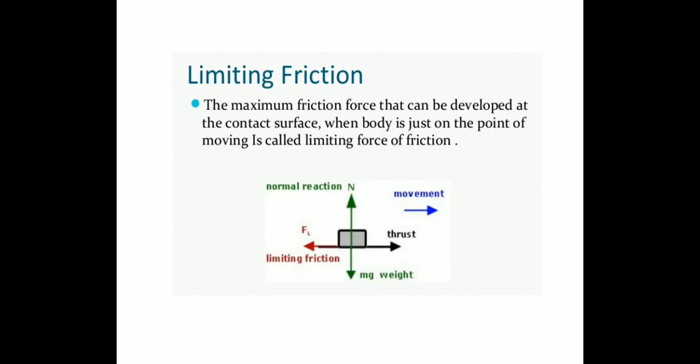Limiting friction: the maximum frictional force that can be developed at the contact surface when the body is just on the point of moving is called limiting friction. A block will be balanced when there is an equal force: applied force is equal to friction force. When applied force is more, there will be some limiting friction, so the object tends to move.